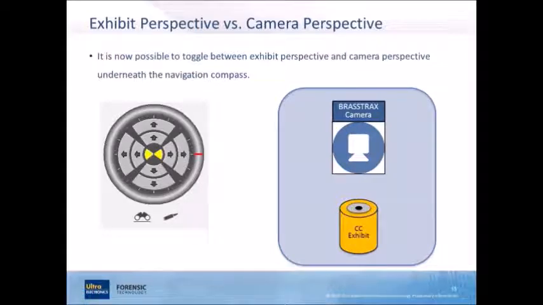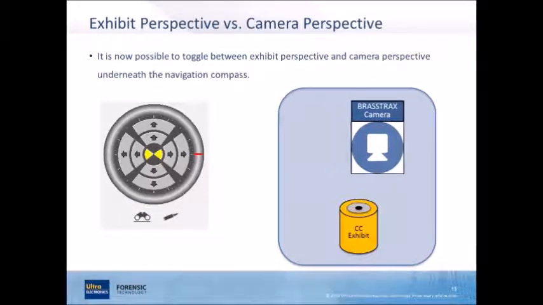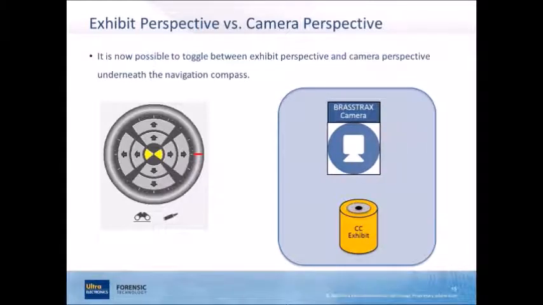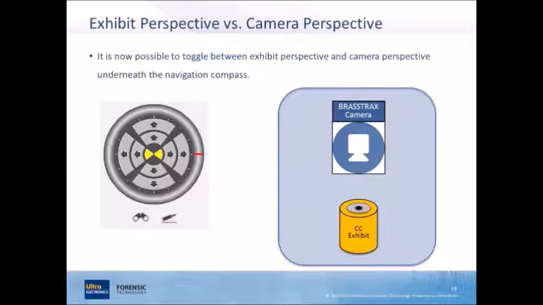perspectives in one click. Now what we mean by perspective is simply what moves when you click on a compass direction. So when you're on the camera perspective, as we are here, you see it by the binocular icon. When you click the directions on the compass, it moves the BULLETTRAX camera while the exhibit stays stationary. Now switching to the exhibit perspective, the compass movements are applied to the cartridge case exhibit while the camera stays stationary.